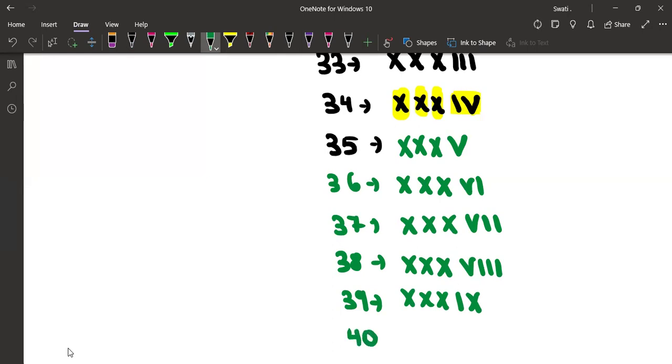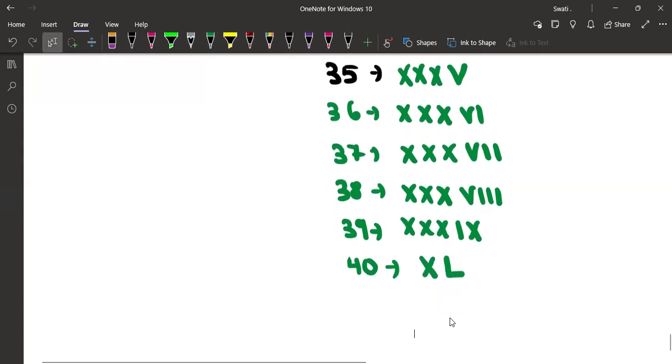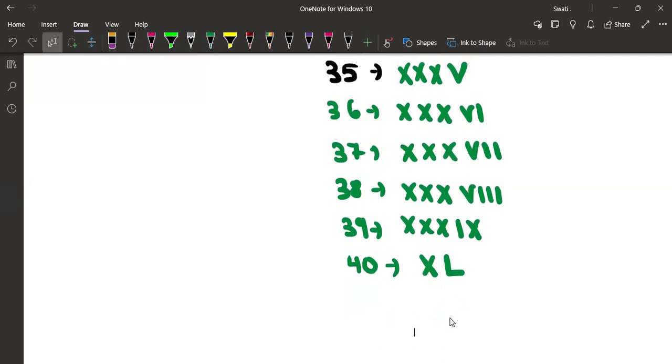Now, this is also very interesting. Should I write down X, X, X, and X? I can't, because that was the rule. I cannot repeat it more than 3 times. Here I repeat X 4 times. That is wrong. So what I can do is write down the 50 symbol, which is L, that you know. And now, if I write down X before this, that is the meaning of subtraction. So, what is 50 minus 10? 40. We got the answer. So this is the symbol for 40.